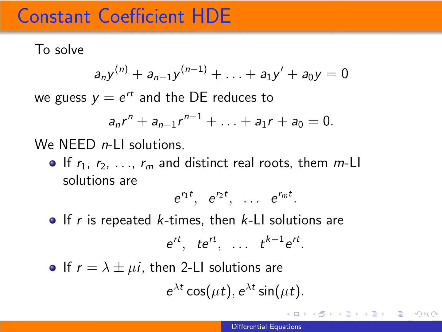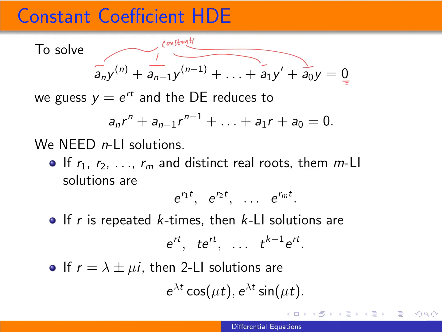Now, the defining characteristic that makes this constant coefficient is that each of these coefficients, the a n minus 1, all the way through the a1, and the a0, are simply just constants. And then what makes it homogeneous is we have this all equal to 0. There's no leftover term that is non-zero and does not involve y.